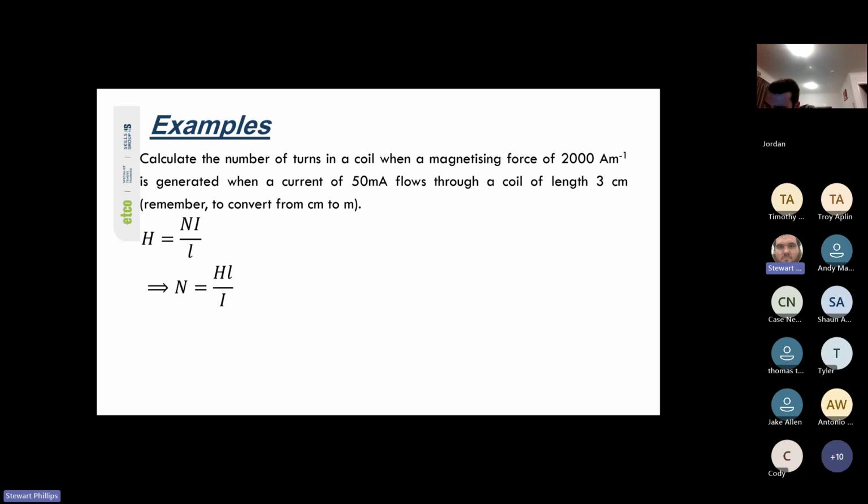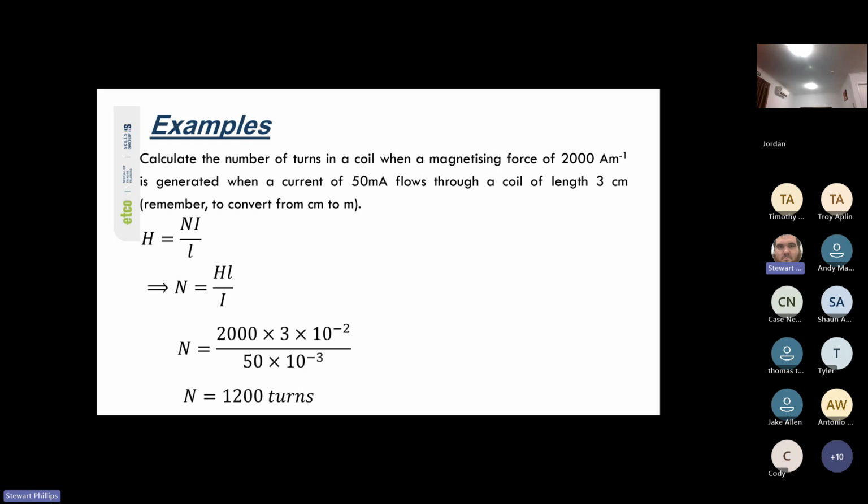As we'll go through it now, the number of turns is equal to 2000 times 3 times 10 to the minus 2. Just remember to put that 3 times 10 to the minus 2 in brackets, and then 50 times 10 to the negative 3. So the 3 we need to change from centimeters to meters, so we move the decimal place, so it becomes 0.03 meters. And then 50 times 10 to the minus 3 becomes 0.05 amps, which gives us 1200 turns.